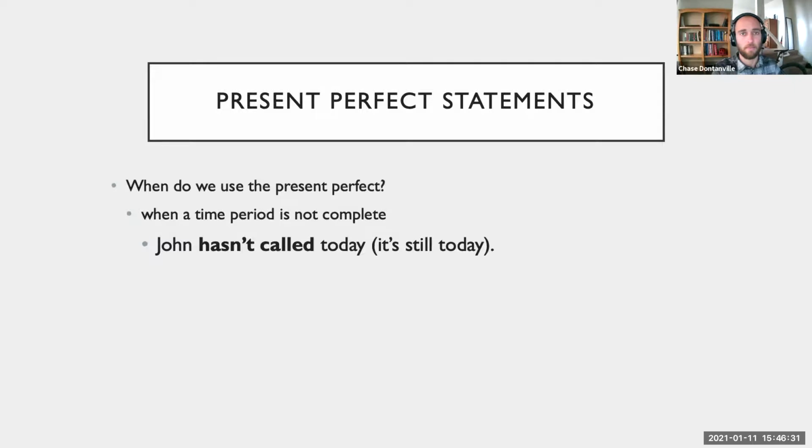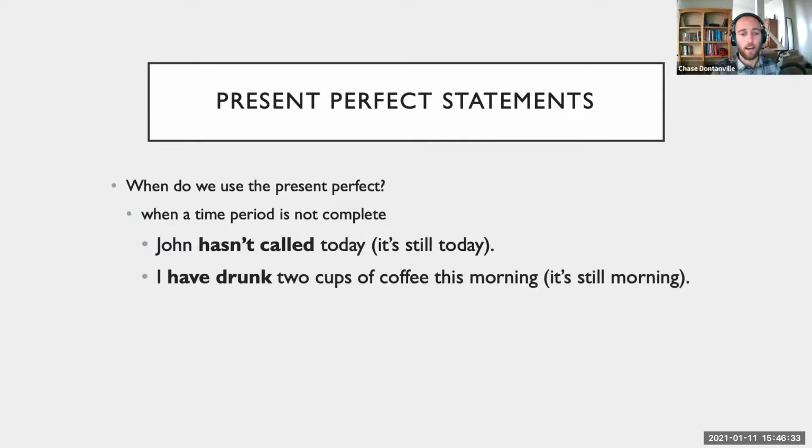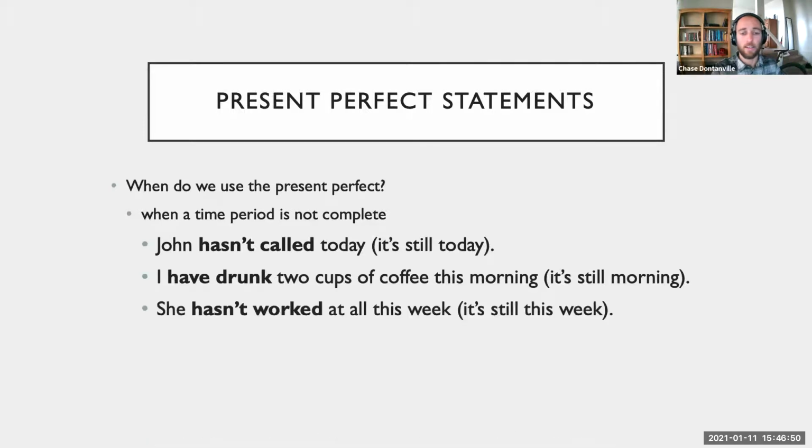He hasn't called today. I have drunk 2 cups of coffee this morning, and it's still the morning. So we don't say I drank because the morning hasn't finished yet. We're still in the morning. So I say I have drunk 2 cups of coffee. And she hasn't worked at all this week. Now, it's still this week, so we don't use the simple past, we use the present perfect.